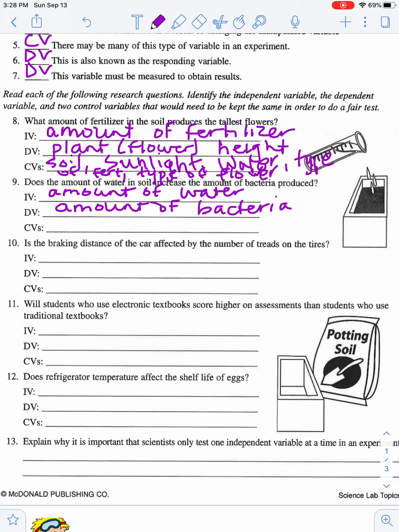Okay, so what do I have to have the same? I am going to have the same soil. I'm going to have to use the same water. Now I am using different amounts, but it has to be the same water. I need to have the same size container, and it needs to be under the same conditions. So it needs to have the same sunlight, the same temperature, so same conditions.